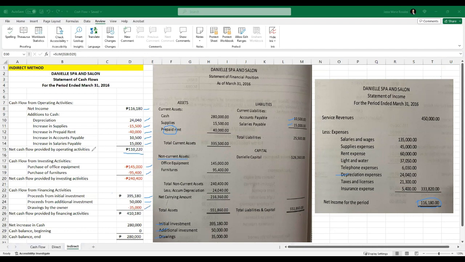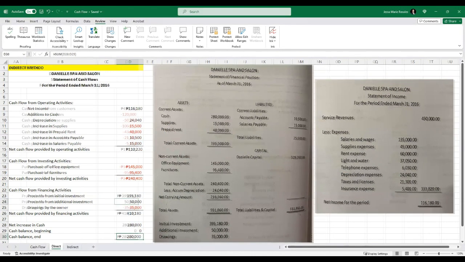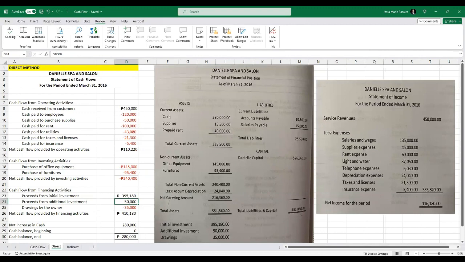Okay? So adding net cash flow provided by operating activities, investing and financing, same ra gihapon dapat ang net increase in cash using indirect method. Net increase in cash plus cash balance beginning. Ang atong cash balance ending is 280,000, which should be again the same as katong cash nga gi-report sa statement of financial position. So whether ang gamit na method is direct or indirect, dapat same lang ang cash balance end na makuha. Okay, kung naa kay questions, feel free to chat.